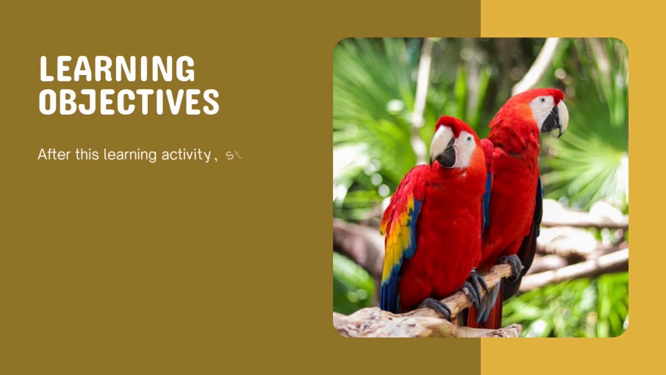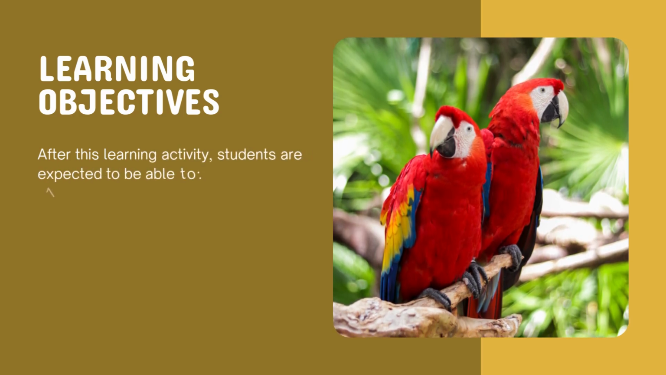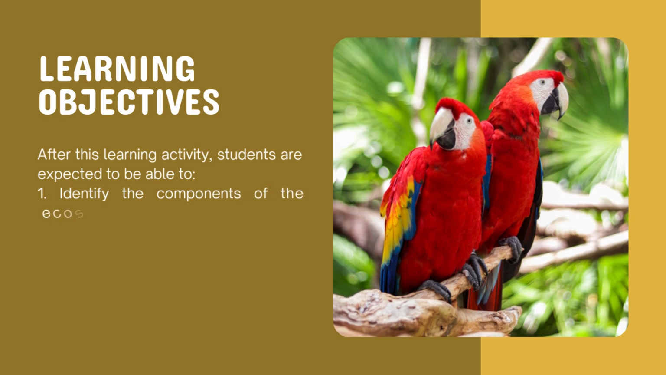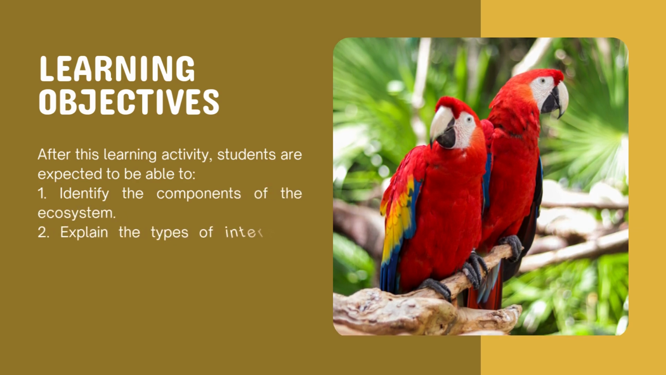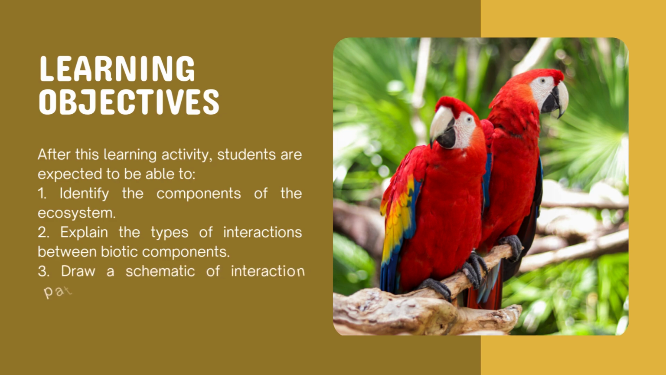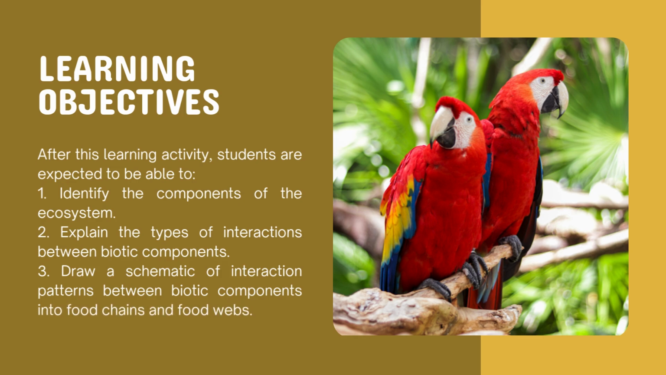Learning objectives. After this learning activity, students are expected to be able to, first, identify the components of the ecosystem. Second, explain the types of interaction between biotic components. Third, draw a schematic of interaction patterns between biotic components in the food chains and food webs.